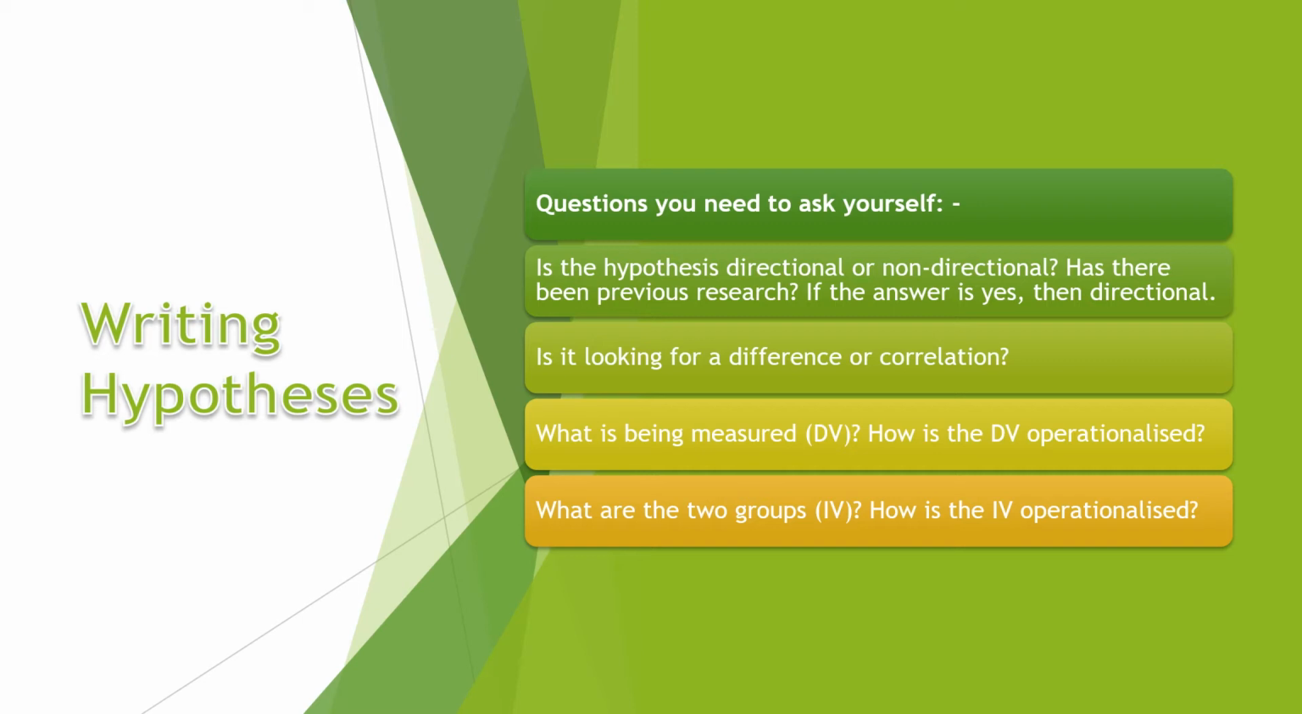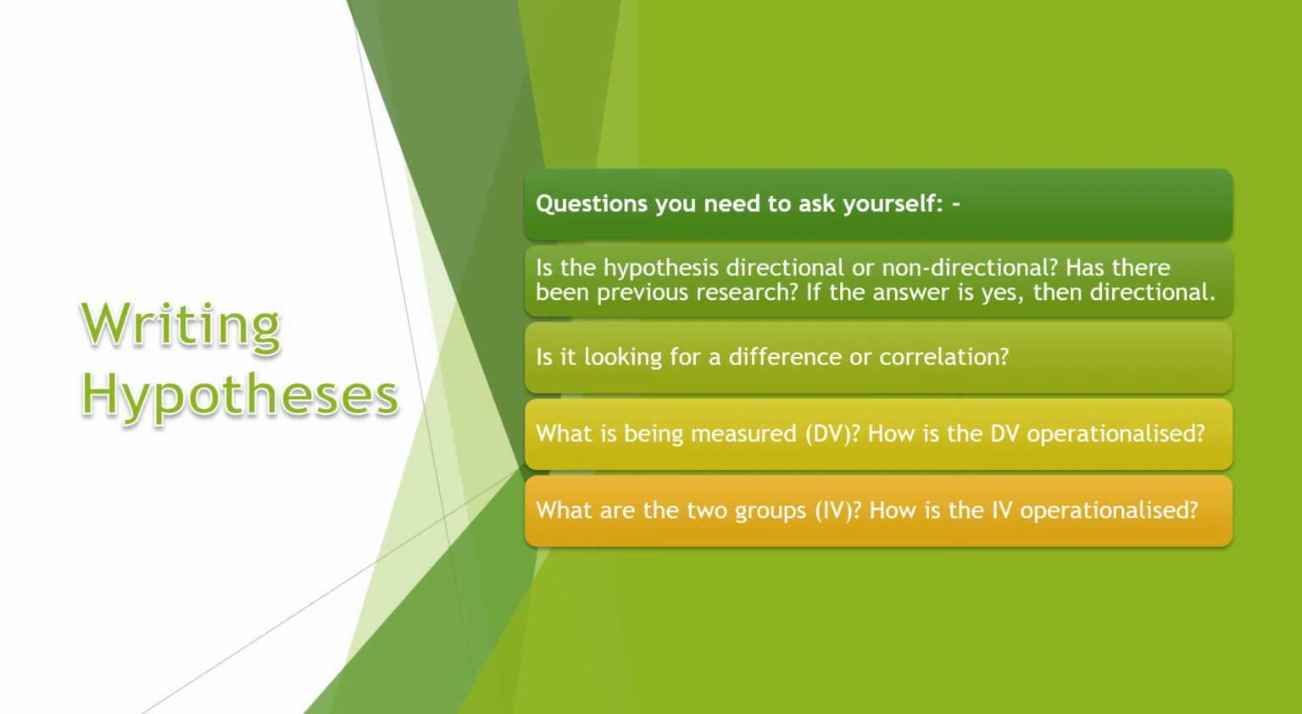The second thing you need to ask yourself is, is the research looking for a difference or a correlation? Because obviously that will affect how you write your hypotheses. What's being measured? So what's the DV? And crucially, how is the DV operationalised? How is it being measured?